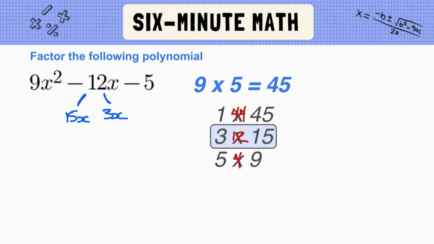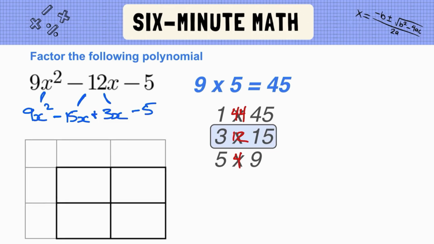Which one's positive? Which one's negative? Well, I have a negative here, which tells me my higher value needs to be negative, and my other one is going to be positive. Let's drop that a and c values. And now we can factor. 9x squared minus 15x plus 3 minus 5 goes into our box, and we factor the rows and columns. 9x squared minus 15x, I can take a 3x out of that.